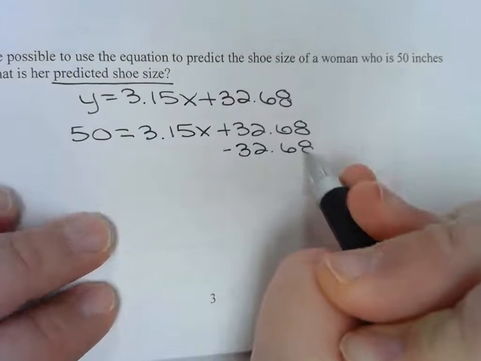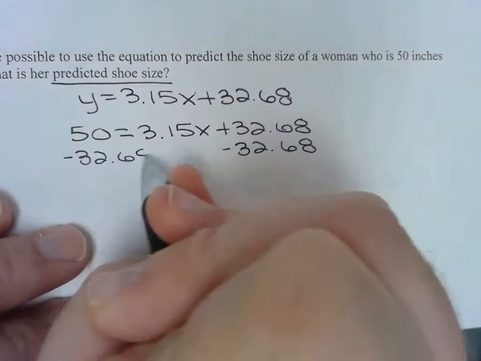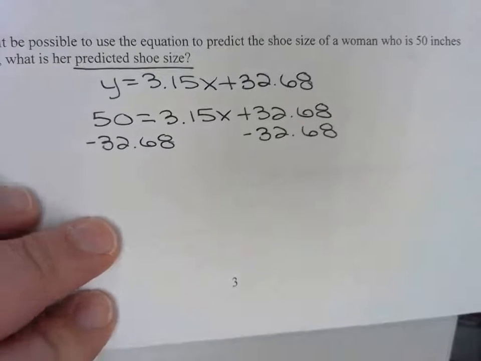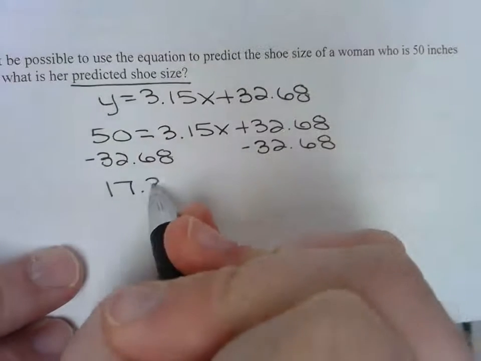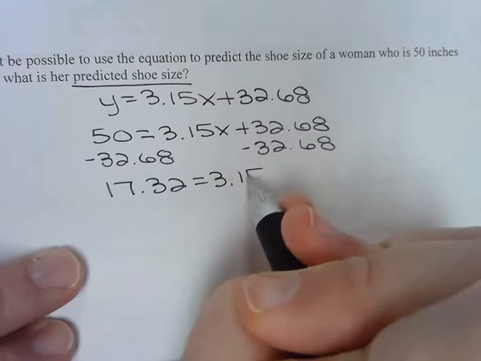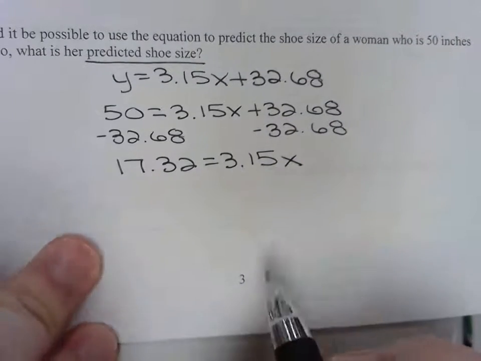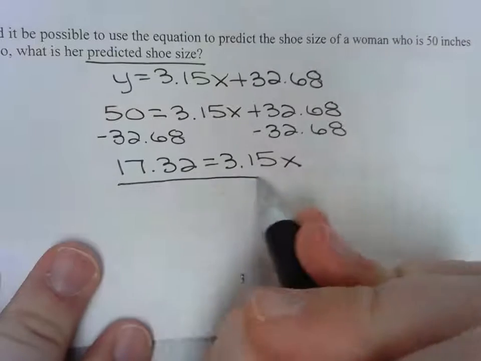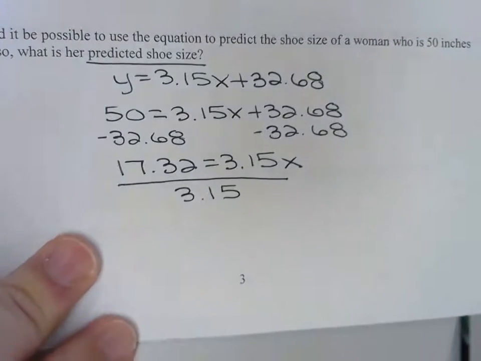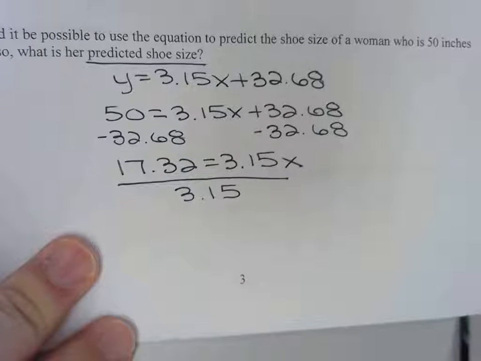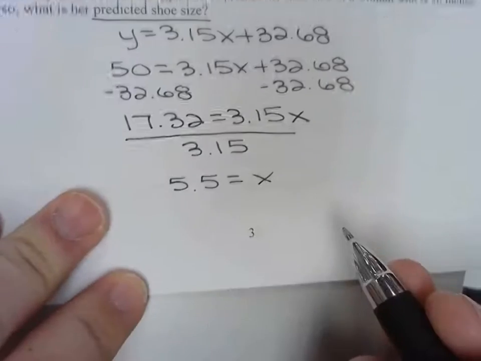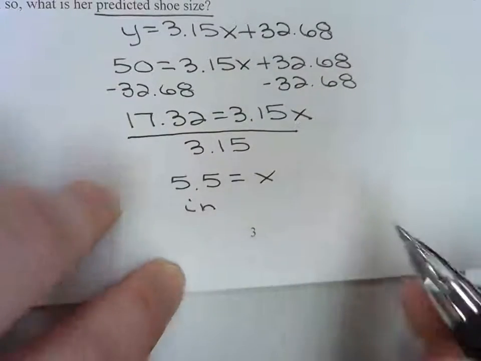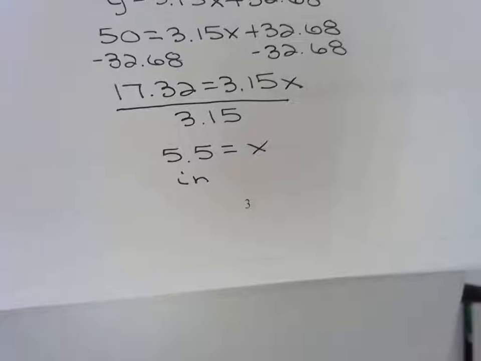Subtract 32.68. Okay, use a calculator. 50 minus 32.68. What is it? 17.32 equals 3.15x. How do I find x? Okay, so 17.32 divided by 3.15 is about 5.5, round it. So that is 5.5 inches, which makes sense. A shoe length of 5.5 inches makes sense.